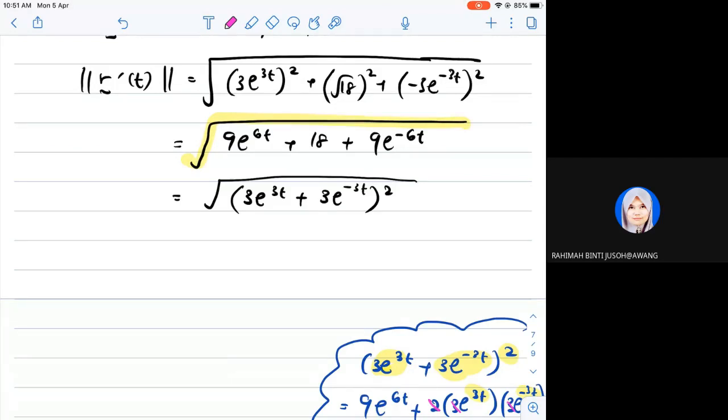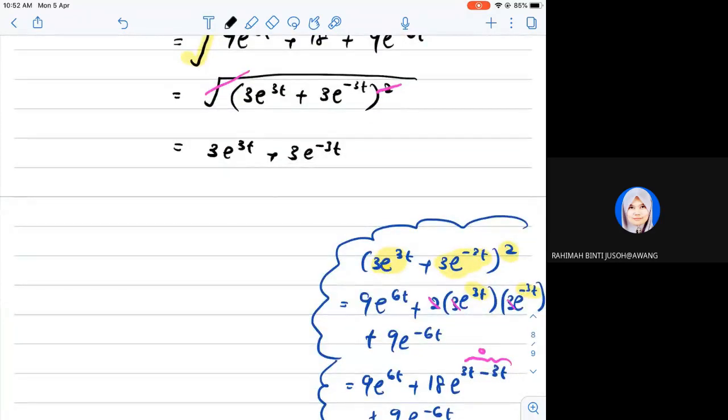So sekarang ni bila dah buat bentuk macam ni kan kuasa 2 kan. So kuasa 2 ni boleh cancelkan dengan punca kuasa ni. Macam tu. So dah tak ada dah punca kuasa. So magnitude of r prime t hasilnya jadi 3 eksponen 3t tambah 3 eksponen negatif 3t. Macam tu je. So dah hilang dah punca kuasa tu. So bila dah hilang punca kuasa tu lebih mudah nak integrate lah.